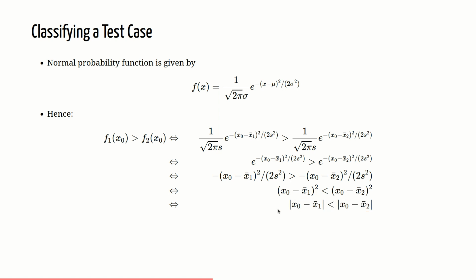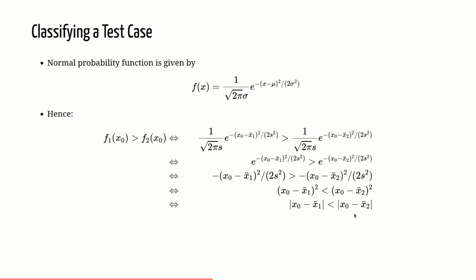Okay, so when we take the square root, we've got to remember that this thing here could be either negative or positive, right? Because when it's squared, it becomes positive. So the absolute value of x0 minus x1 bar has to be smaller than the absolute value of x0 minus x2 bar. And so this here is just the distance of x0 from the mean. That's all it is.